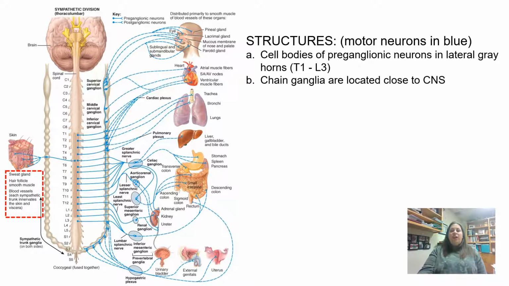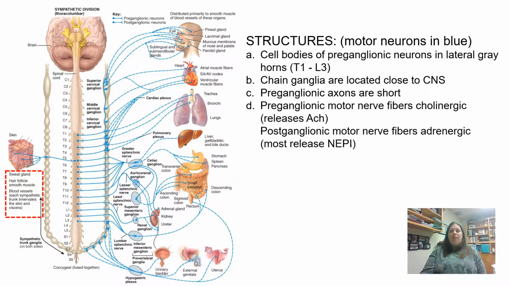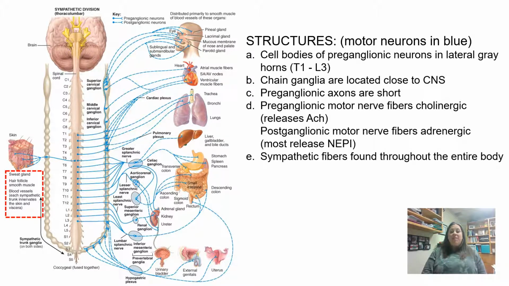The chain ganglia are located closer to the central nervous system. So you can notice here in the picture it's closer to the spinal cord. The preganglionic axons are short. The preganglionic motor nerve fibers are cholinergic because they are releasing acetylcholine. But the postganglionic motor neuron fibers are adrenergic because they are releasing norepinephrine. And the sympathetic fibers are found throughout the entire body, which you can see based on these pictures.